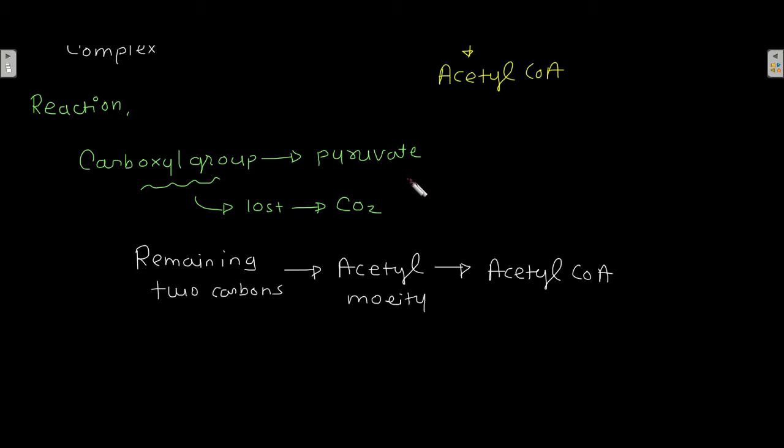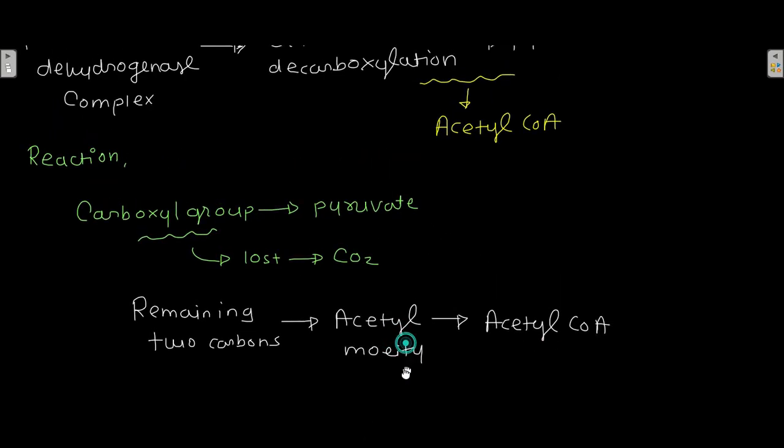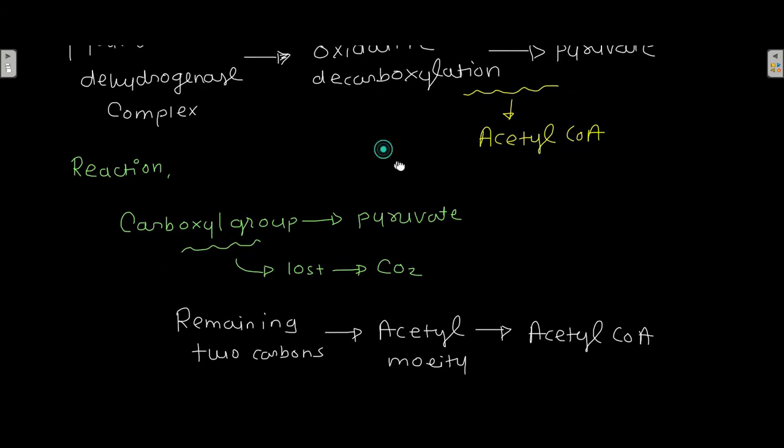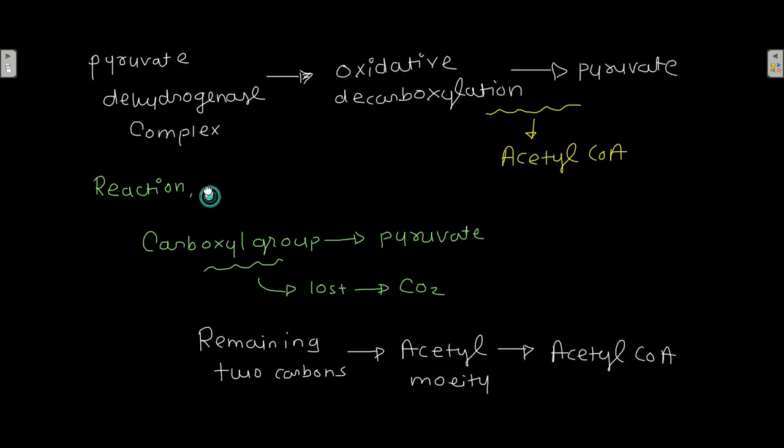The pyruvate is made up of 3 carbons. Now, one carbon in the form of carbon dioxide is lost. The carboxyl group of the pyruvate is lost, and after that we are left with 2 carbons, which are then converted into the acetyl moiety of acetyl coenzyme A. So this is what is happening in the oxidative decarboxylation of pyruvate, which is catalyzed by the pyruvate dehydrogenase complex.